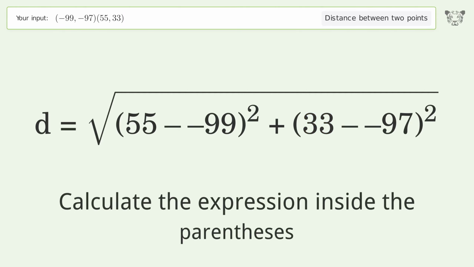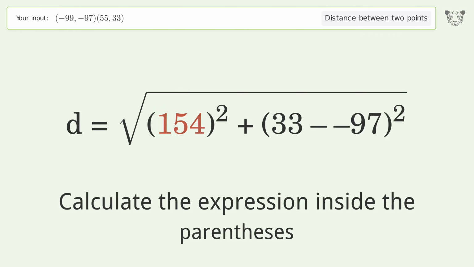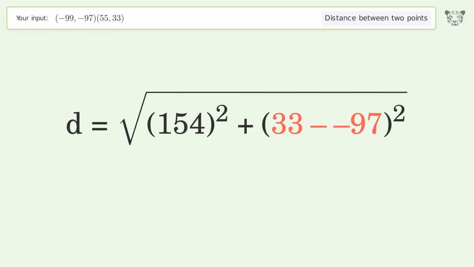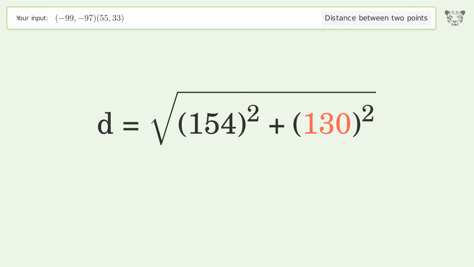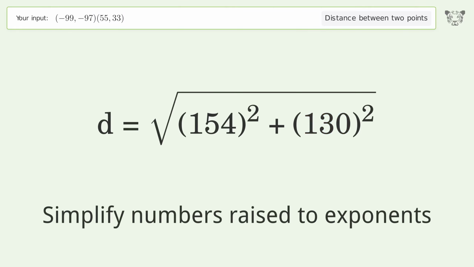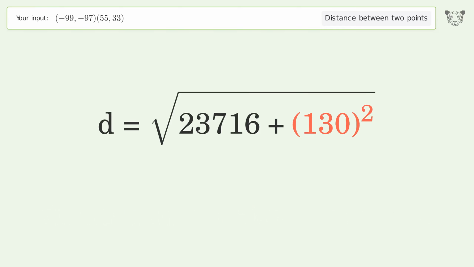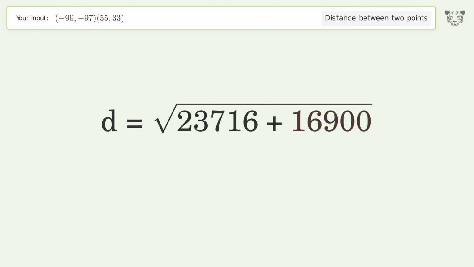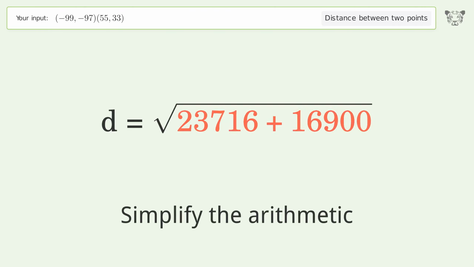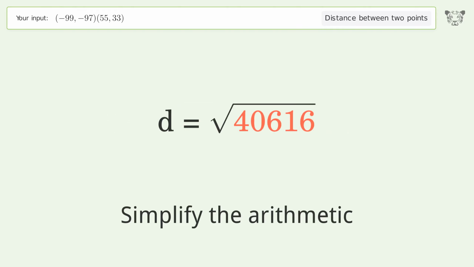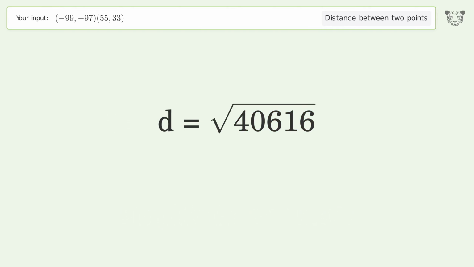Calculate the expression inside the parentheses. Simplify numbers raised to exponents. Simplify the arithmetic. And so the distance between the 2 points is the square root of 40,616 or 201.534.